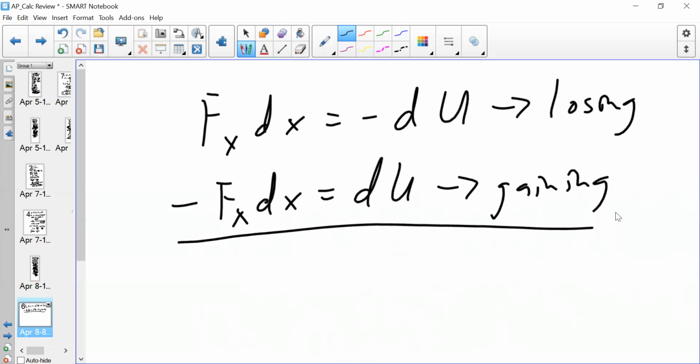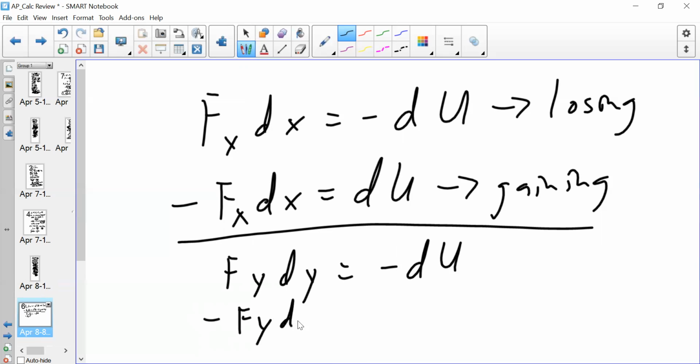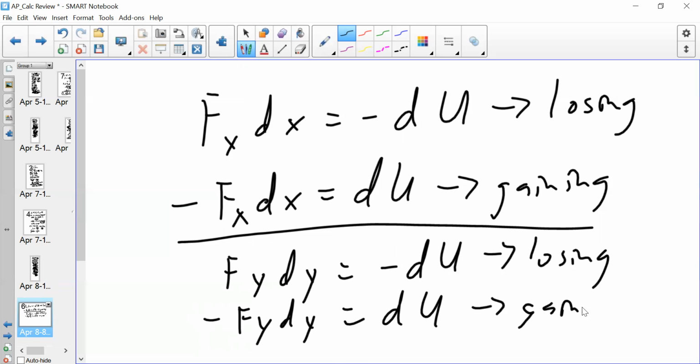And obviously, we go to our customary vertical axis and talk about the work done by gravity. This is going to be dU, and Fy dy equals dU. So losing potential here, we're gaining.